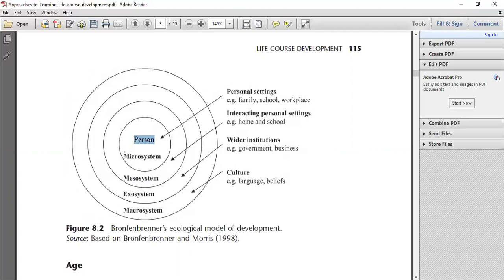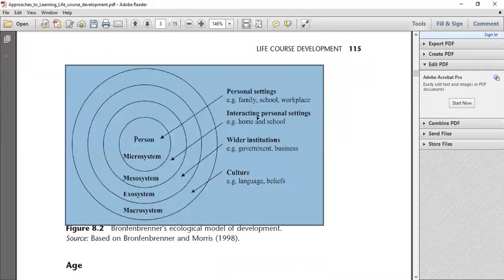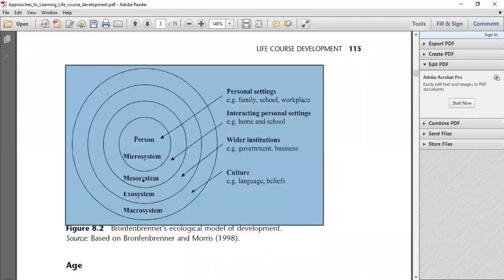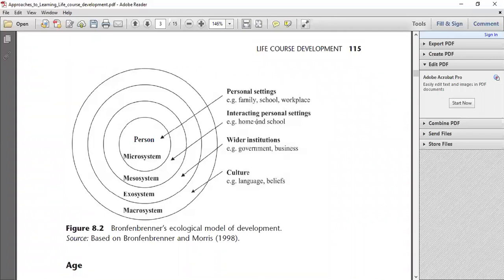Now, there are what we call microsystems. Microsystems are interacting personal settings. This is the microsystem, that is me, and the second circle is the mesosystem, which is the interacting personal setting. I am interacting with other individuals who are not part of my family, my neighborhood, or my religious group, but since they live in a society, they actually form my interacting group, right?